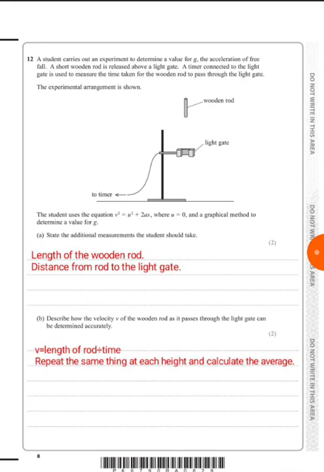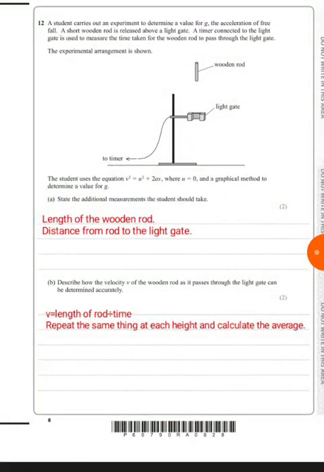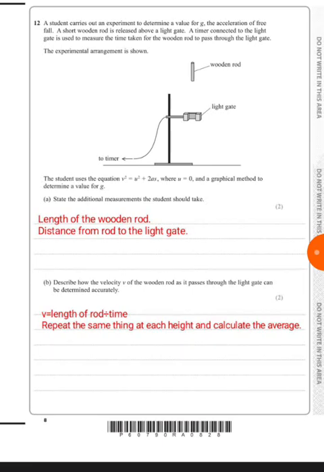So, those are the two other measurements, because time is there, and then it's starting from rest. So, we know initial velocity is 0, and we are measuring here v. Therefore, the two remaining things are the length of the wooden rod and the distance from the rod to the light gate. Part B. Describe how the velocity of the wooden rod as it passes through the light gate can be determined accurately.